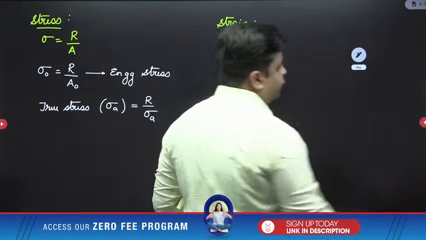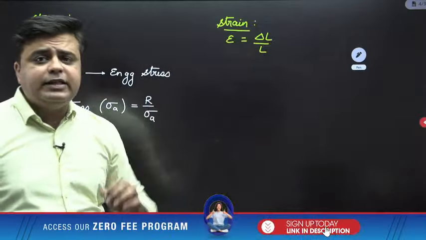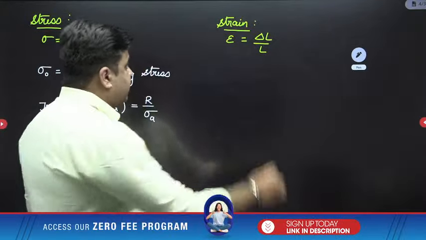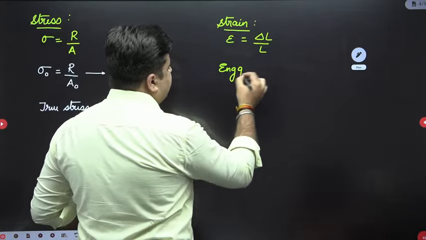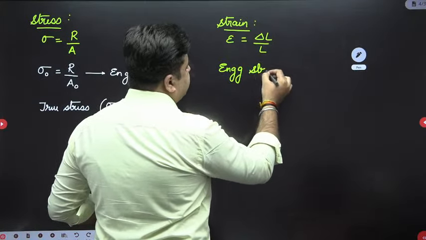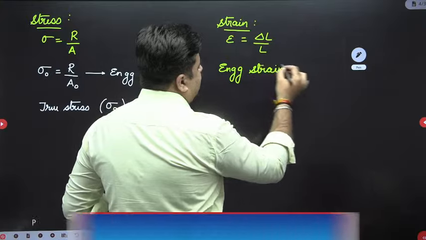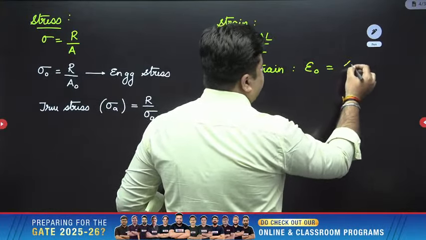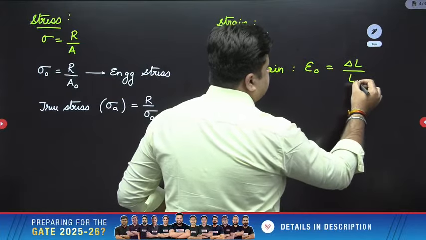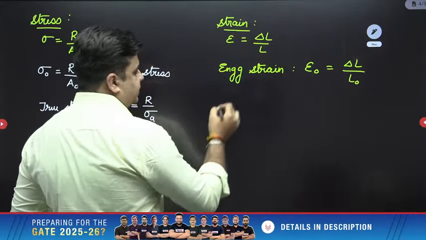Now based on which length you are using, again these strains are of two types. First one is called the engineering strain. If you are using the original length, then it is called engineering strain. So engineering strain epsilon naught is equal to delta L upon L naught. Change in length per unit original length is the engineering strain.